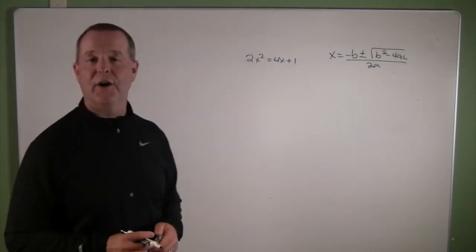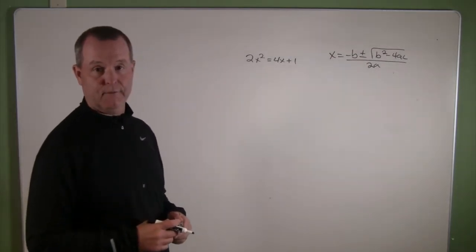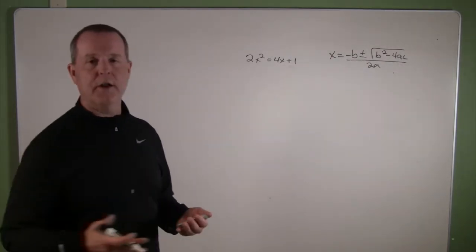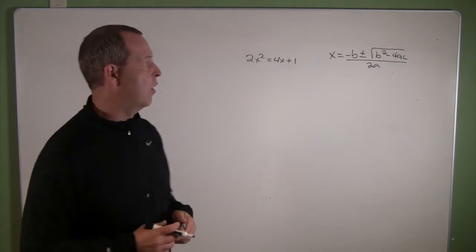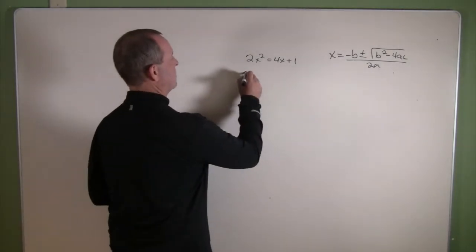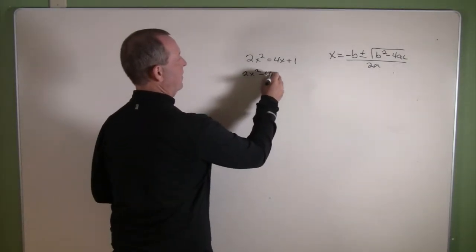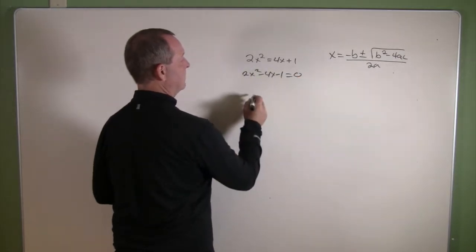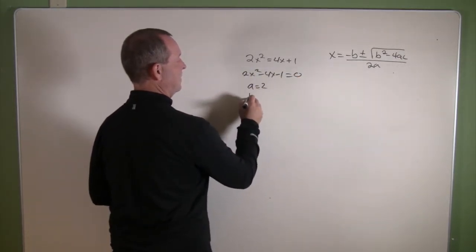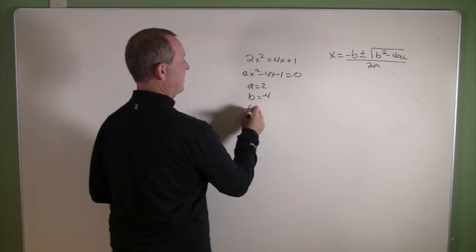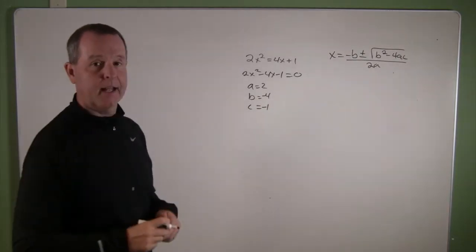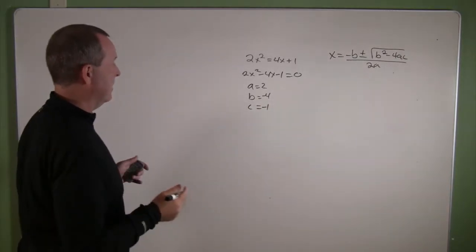Let's look through another quadratic that we can use the quadratic formula with. The first thing that I want to do is put it in its standard form, ax squared plus bx plus c. So I have 2x squared minus 4x minus 1 equals 0. So my a equals 2, b equals -4, and c equals -1. Doing that, it's just plug and go.